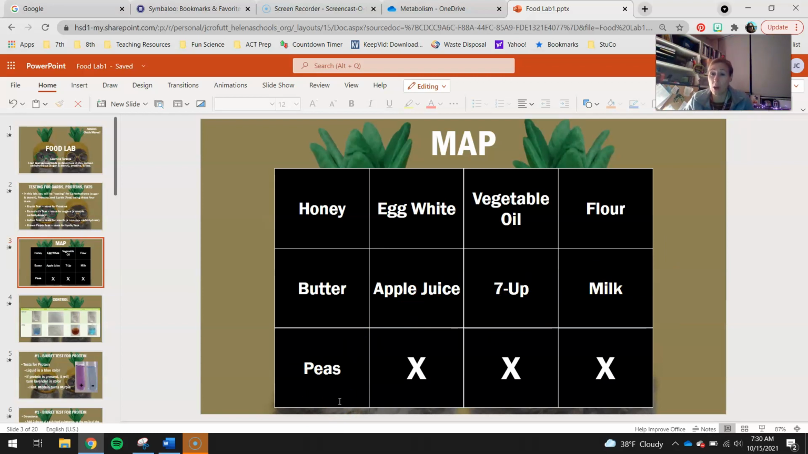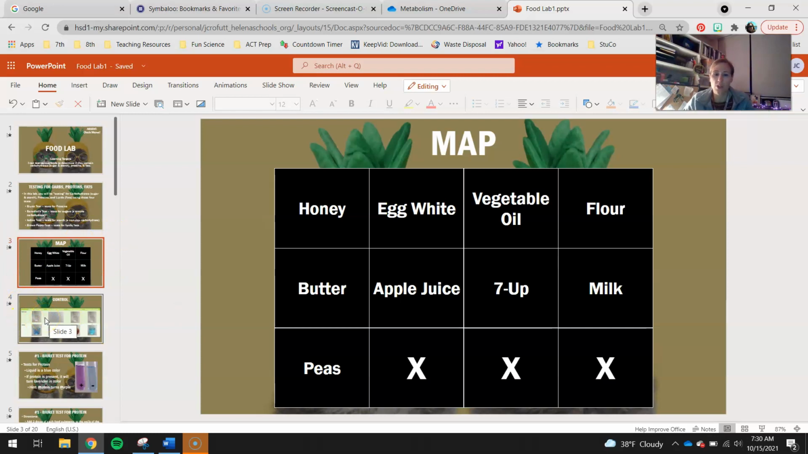We're going to look at water as a control group, and I'll talk about that in a second. And again, I've liquefied all of these, so you guys will be able to see them. For instance, I added water to the flour to water it down and make it something that was a little bit easier to test. Okay, so again, you guys will need to refer back to this map on slide 3 several times.